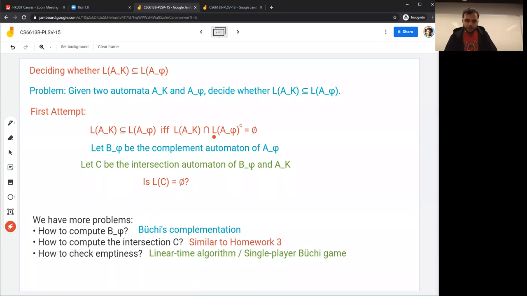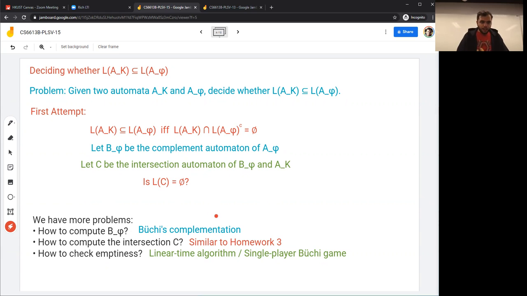So now here I have complementation. Several sessions ago, we saw how we can complement non-deterministic Büchi automata. So I can create another automaton, let's call it B of phi, which is the complement of this. Now I have an automaton for this part, but I also need to take the intersection. So let's say C is an automaton that accepts the intersection of this and this.